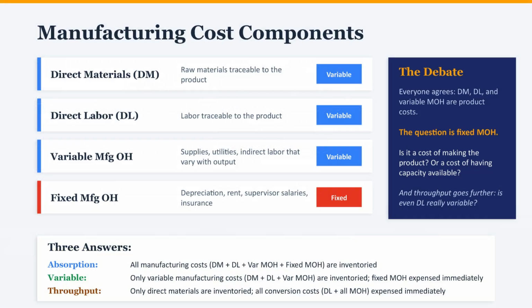Let's dive deeper into manufacturing cost components. This slide breaks down direct materials, direct labor, variable manufacturing overhead, and fixed manufacturing overhead. Everyone agrees that DM, DL, and variable manufacturing overhead are product costs. The disagreement centers on fixed manufacturing overhead. Is it a cost of making the product, or a cost of having capacity available? Your answer determines which costing system you use.